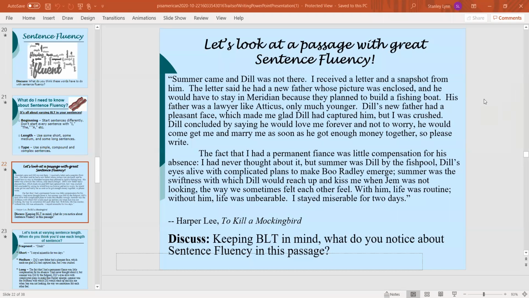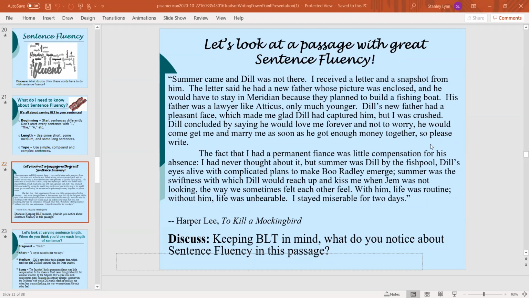The fact that I had a permanent fiance was little compensation for his absence. I had never thought about it, but summer was Dill by the fish pool, Dill's eyes alive with complicated plans to make Boo Radley emerge. Summer was the swiftness with which Dill would reach up and kiss me when Jim was not looking, the way we sometimes felt each other feel. With him, life was routine. Without him, life was unbearable. I stayed miserable for 2 days.